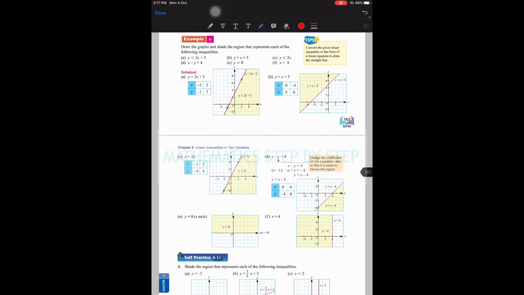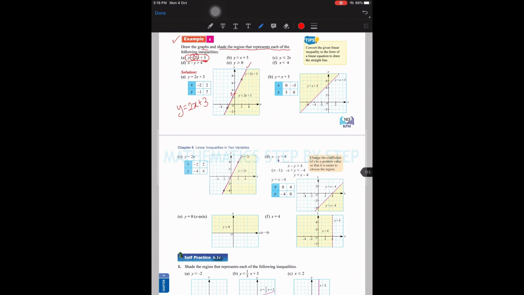So now let's go through example 6. Draw the graphs and shade the region that represents each of the following inequalities. Now we'll recall how to draw the straight line, and then we will learn to shade the region. So let's say A, y is less than or equals to 2x plus 3. First we will draw the straight line y equals 2x plus 3. Because it's less than or equals to, it is a solid line. 3 is the y-intercept, so we can see the y-intercept is here.